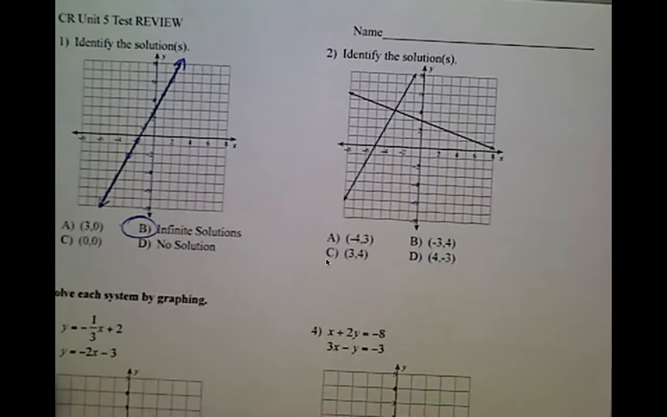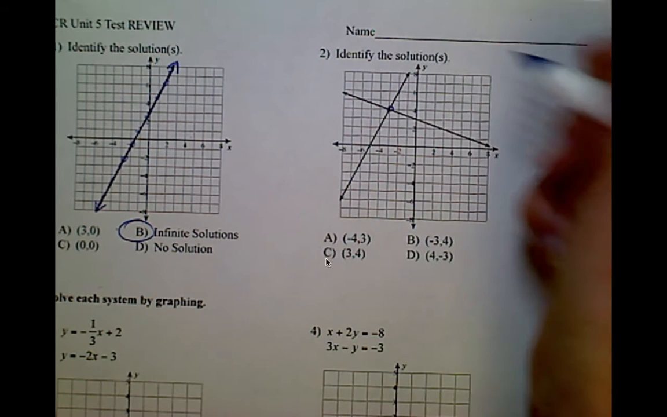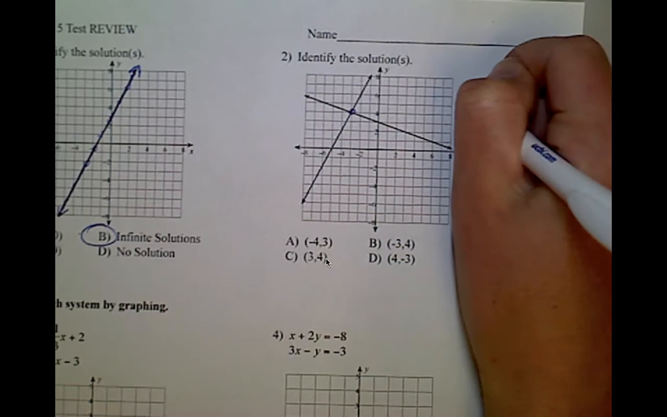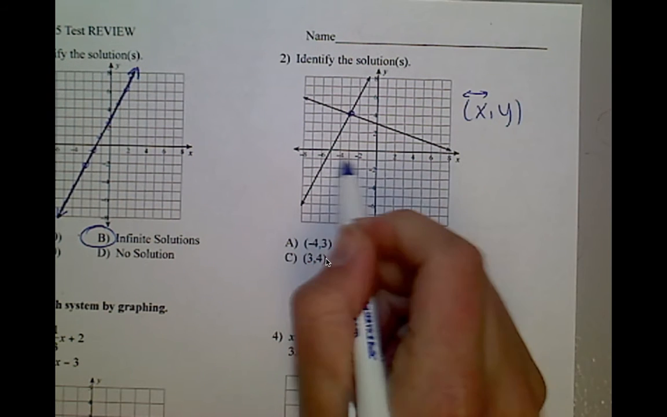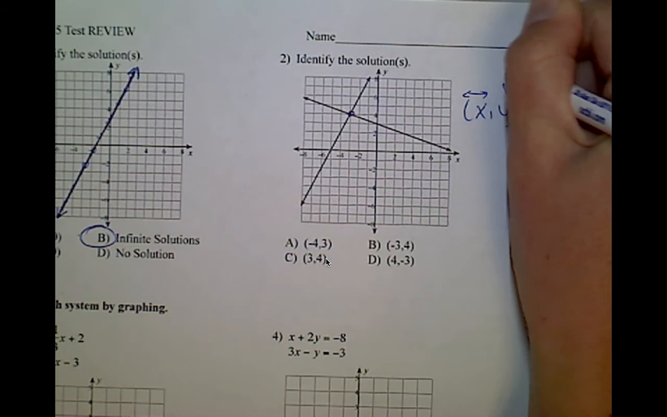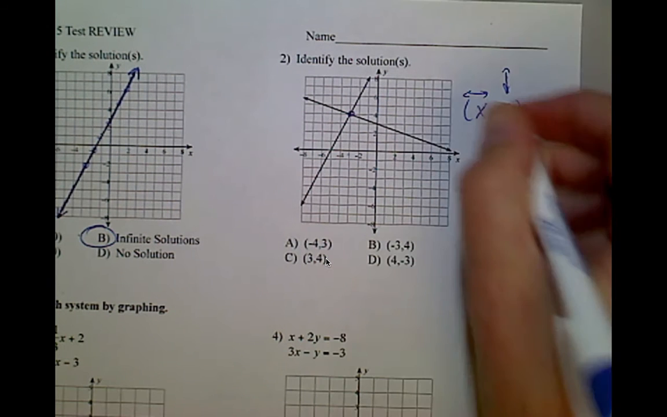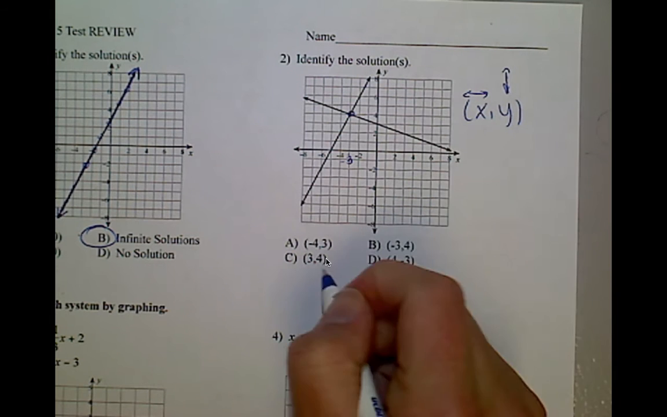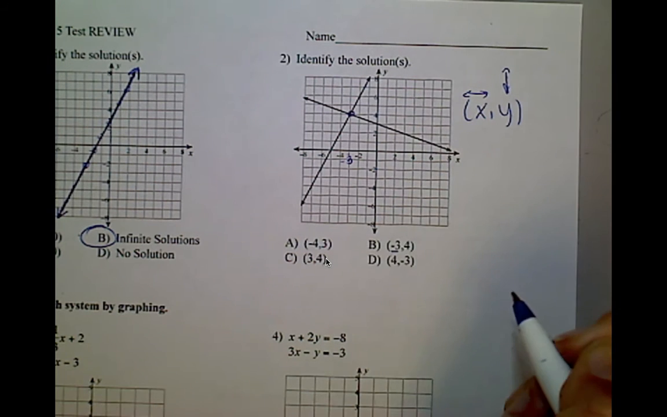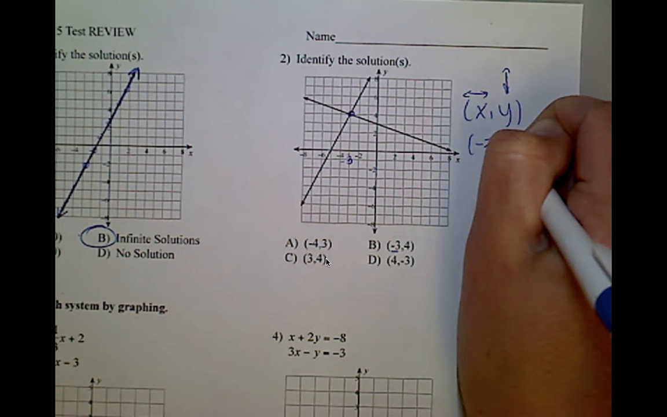Next one is identify the solution of this system. They're intersecting one time. So we have to name that coordinate right there. So remember, when you're graphing coordinates, there's always an x and a y. X is left and right, like the x-axis. Y is up and down, like the y-axis. So I went left 3, up 4. So since I went left 3, right here is your negative 3. I'm going to start off with a negative 3, like this one right here, and I went up 4. So my ordered pair is negative 3, 4.